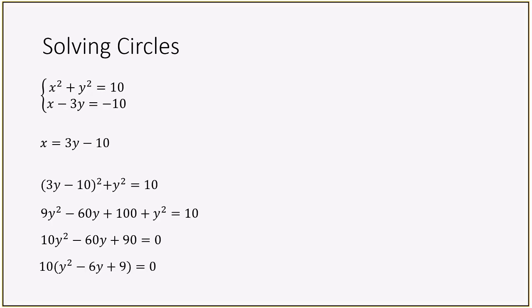Now I have something that looks like maybe I could use factor by grouping, which you could, or the quadratic formula, which you could. Again, you're going to get really big, nasty numbers. Or we can see that each of those terms has a 10 in it, so if I divide everything by 10, I'm left with something that's pretty easy to factor. So that's exactly what I'm going to do. I divide everything by 10, and then I want two numbers that multiply to get 9 and add to get negative 6. Well, it's negative 3 and negative 3.